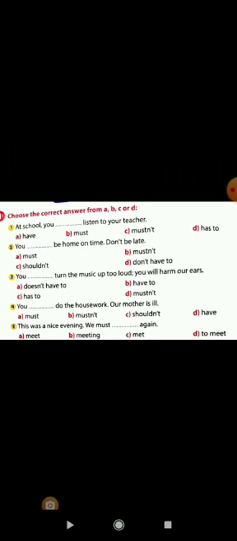Number 3, turn the music up too loud. You will harm our ears. It's necessary not to do that, so we will choose mustn't. You mustn't turn the music up too loud, it will harm our ears. Sentence number 4, do the housework, our mother is ill. It's necessary to do housework during your mother's illness, so it will be must. You must do the housework, our mother is ill.